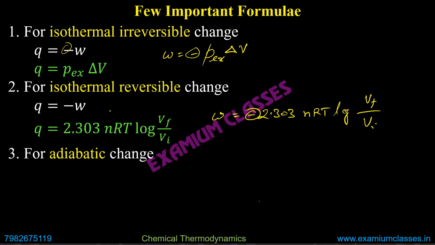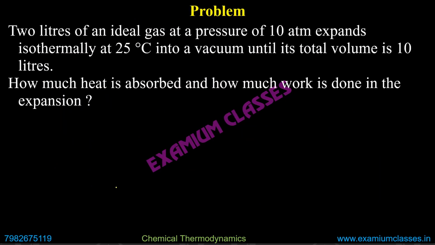For adiabatic change, Q is 0. So for adiabatic change, we know that heat transfer will be 0. And if heat transfer is 0, delta U will give you W adiabatic. So these formulas I will be using, you need to remember.